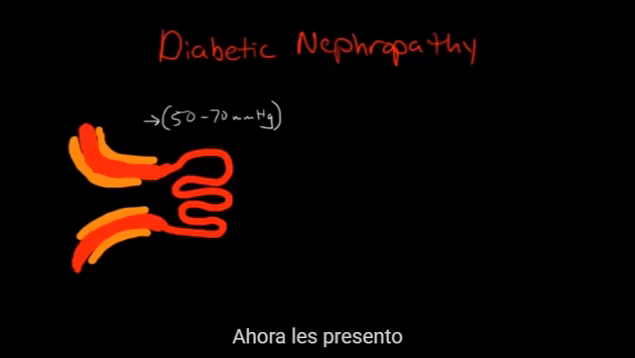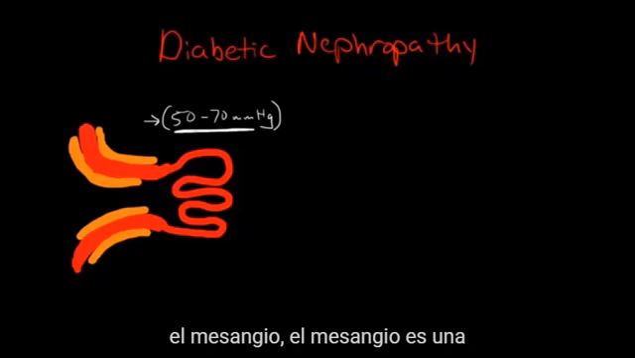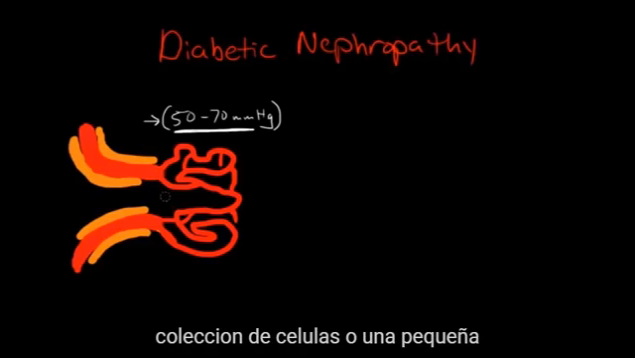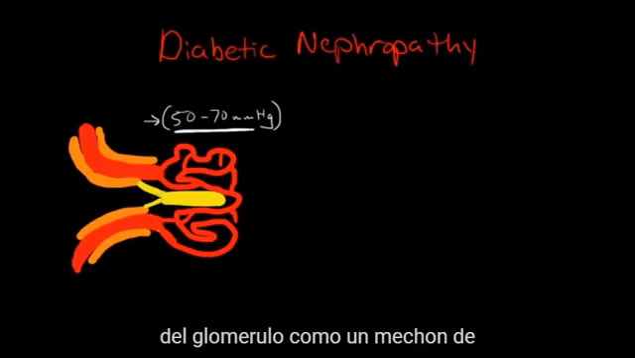Now, I want to introduce another adaptation that the glomerulus has to withstand these very high intracapillary pressures. And this is called the mesangium. The mesangium is a collection of cells, or a small bit of tissue, that lies in the middle of the glomerulus, the tuft of capillaries, and it provides some structure.